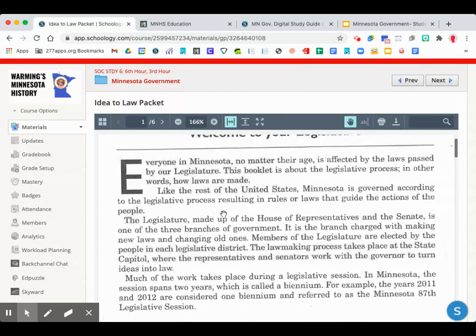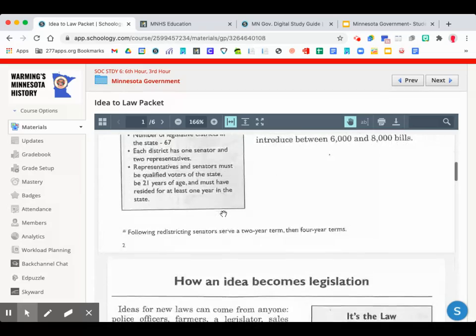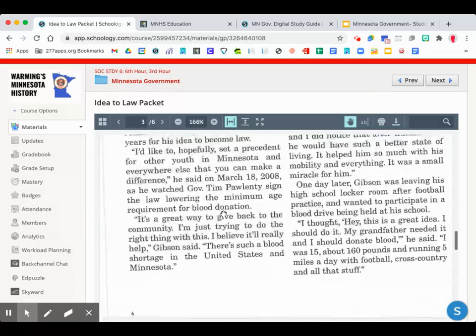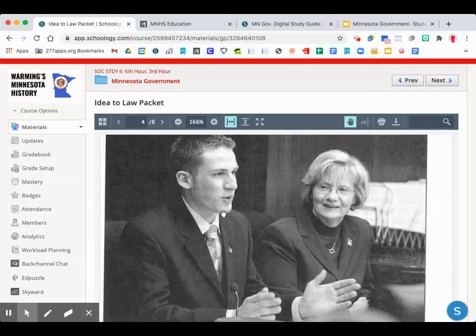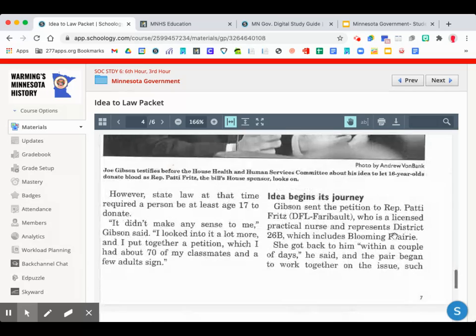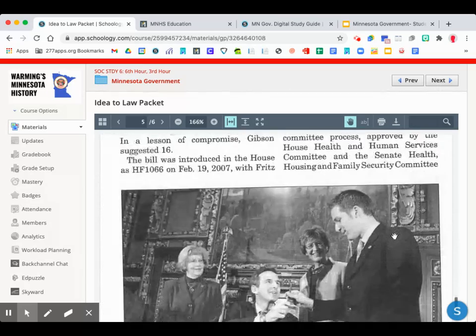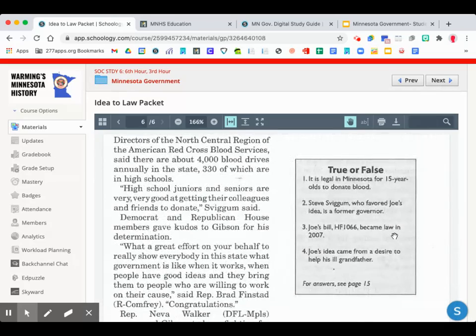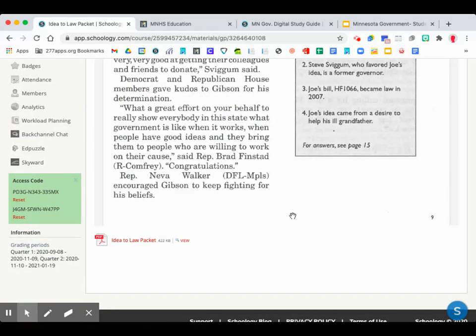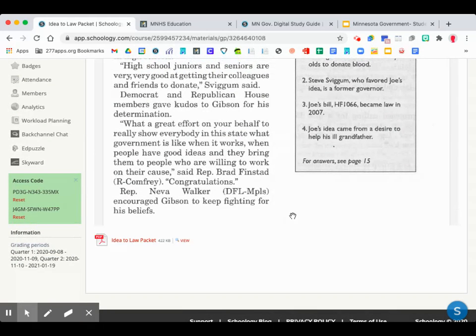It's not a long reading, but when you get to the end, you'll have a better idea of how Minnesota's legislature is structured. And you'll learn about this guy. His name is Joe, and you'll learn about how, even though he wasn't old enough to vote, he had an idea that he wanted to become a law, and so he took some actions to make that happen. And so once you're done reading, I want you to start thinking about what is an issue or topic that you're passionate about that you would like to write to a representative about.